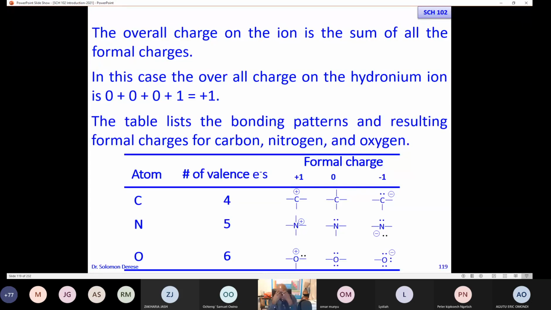So now, this is a determination of formal charge on elements using calculation. By doing calculation, you can determine the formal charge on a particular element. But it is possible to determine the formal charge on an element without doing any calculation.